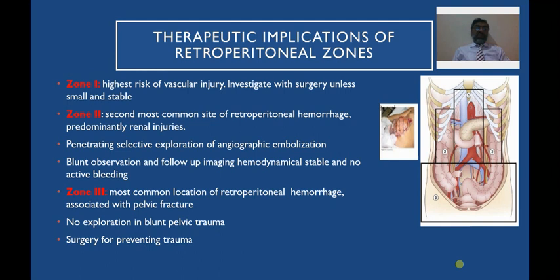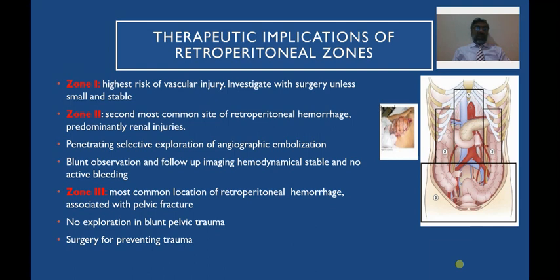Zone 2 is the second most common site of retroperitoneal hemorrhage. These are predominantly renal injuries, and for penetrating injuries, selective exploration or angiographic embolization can be used to deal with them. For blunt injuries, observation and follow-up with imaging, and in hemodynamically stable patients with no active bleeding, you can adopt a policy of observation.